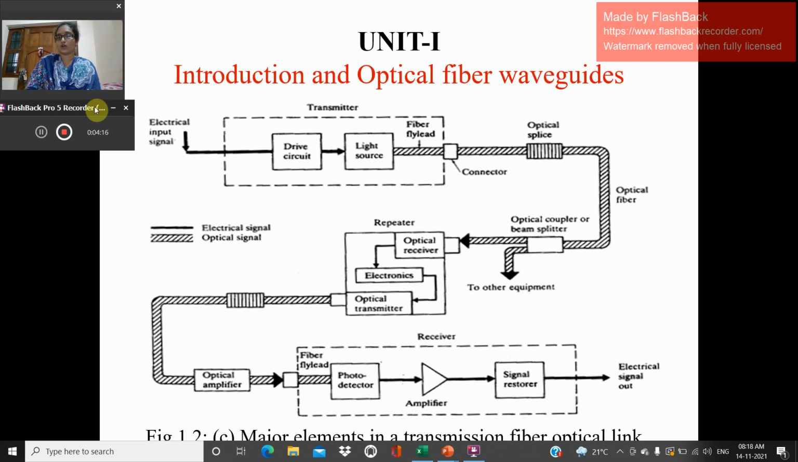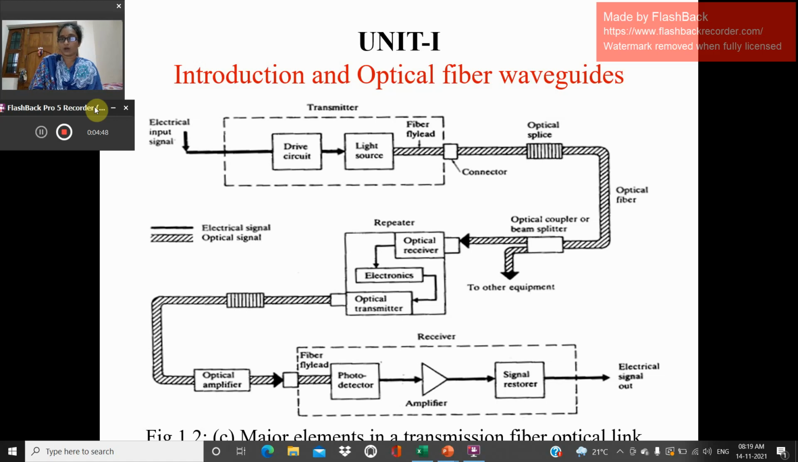And after the electronics comes the optical transmitter. What is the main function of the optical transmitter? It converts the electrical signal into an optical signal. So the optical receiver and electronics produce an electrical signal, and the transmitter converts that electrical signal into an optical signal.